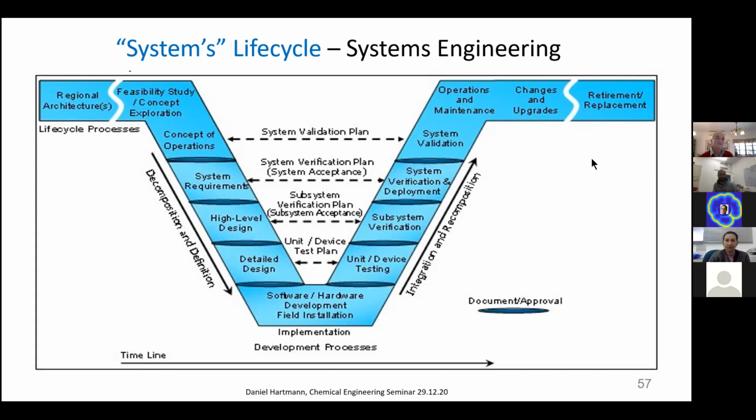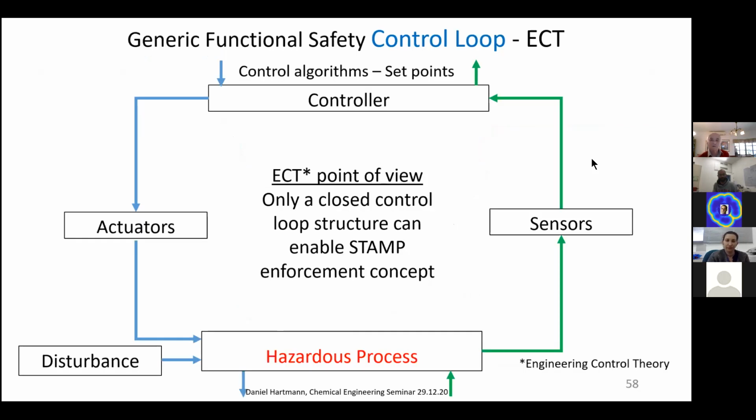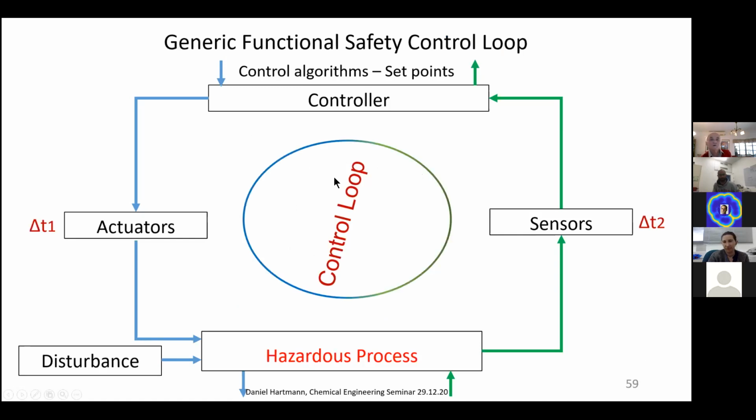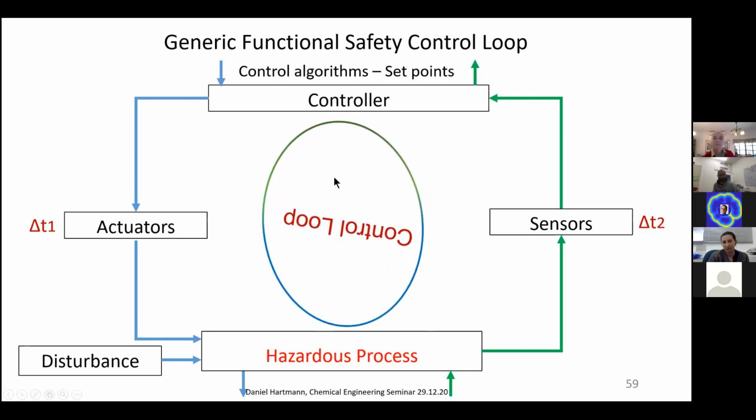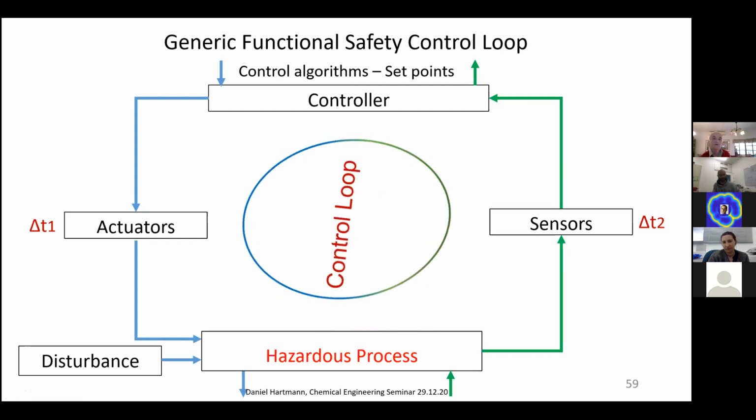So we take the life cycle from systems engineering, thinking in life cycle. From control theory, we take the idea that everything should be composed, regarding safety, in control loops or closed control loop structure, yes, where we have a controller, we have an actuator, we have a hazardous process, we have a sensor, and so on. And of course, this control loop should work all the time, so we can control the hazardous process.